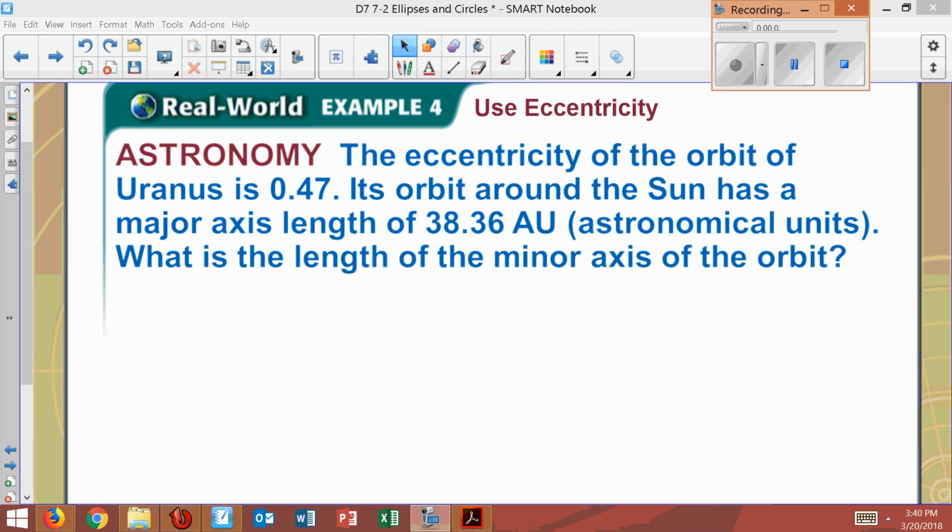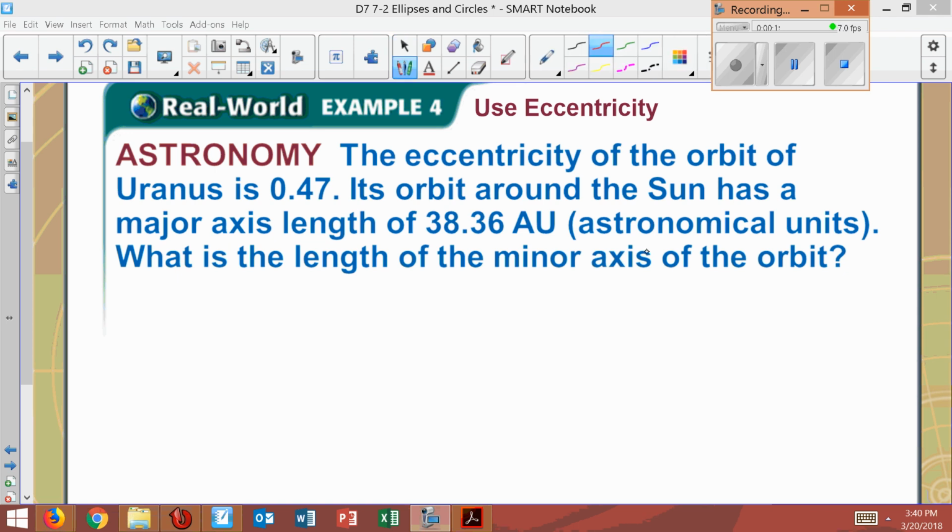Example 4, using eccentricity. In astronomy, the eccentricity of an orbit of Uranus is 0.47. Its orbit around the Sun has a major axis length of 38.36 astronomical units. What is the length of the minor axis of the orbit?